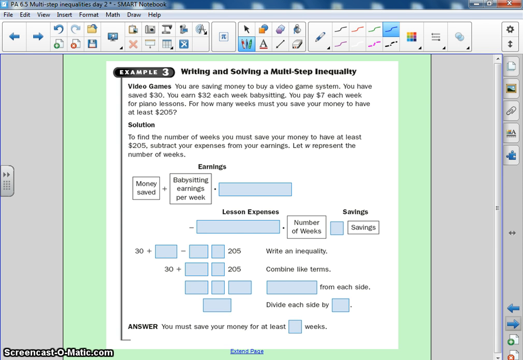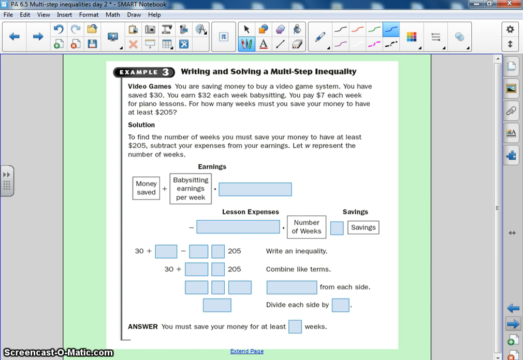So here it says you are saving money to buy a video game system. You have saved $30. So you already have $30 no matter what. It's already there. You earn $32 each week babysitting, but you pay $7 each week for piano lessons. For how many weeks must you save your money to have at least $205?